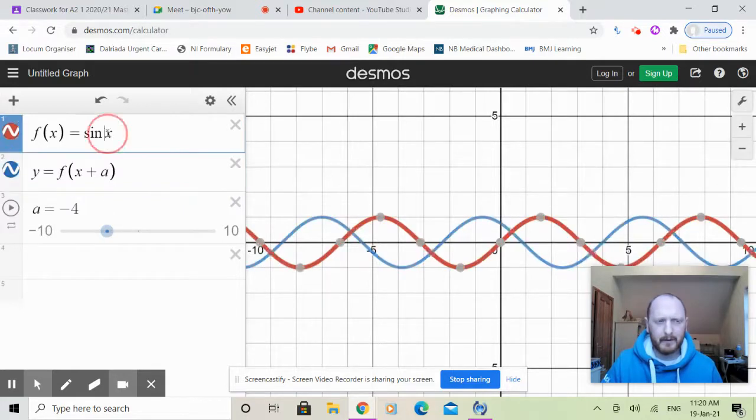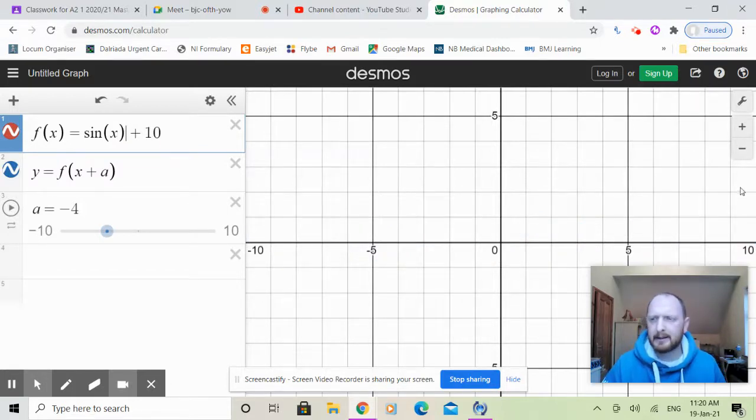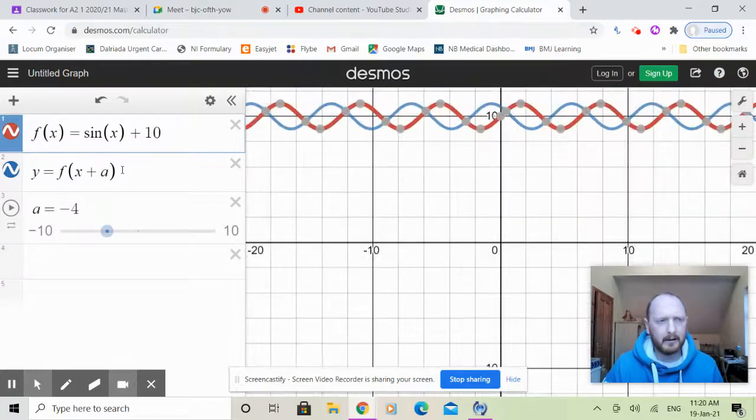And what the difference in that looks like in terms of the equation is that it would be the sine of x plus 10, which would then move it to the left by 10 units. Whereas if it was the sine of x, plus 10, we would be able to see that that has the effect of moving it up by 10.